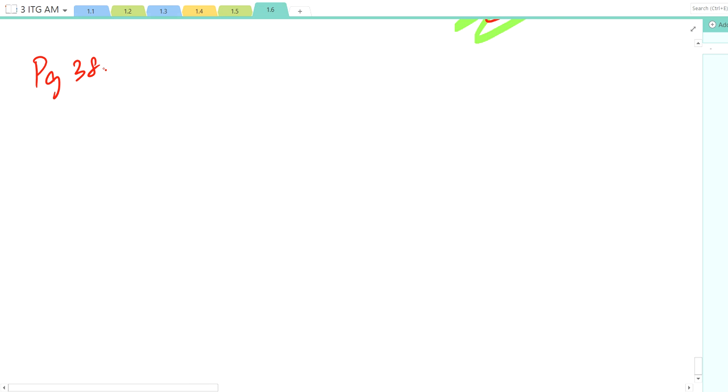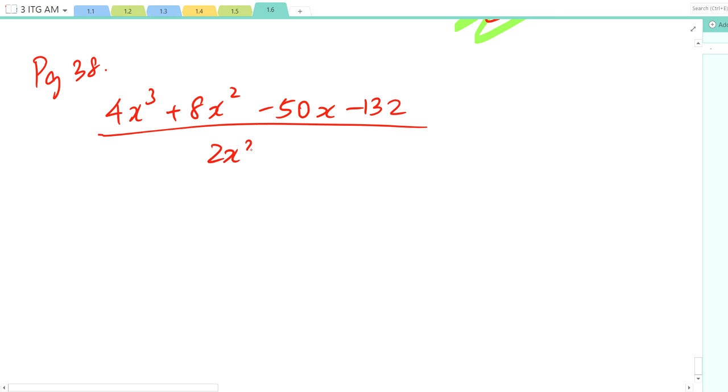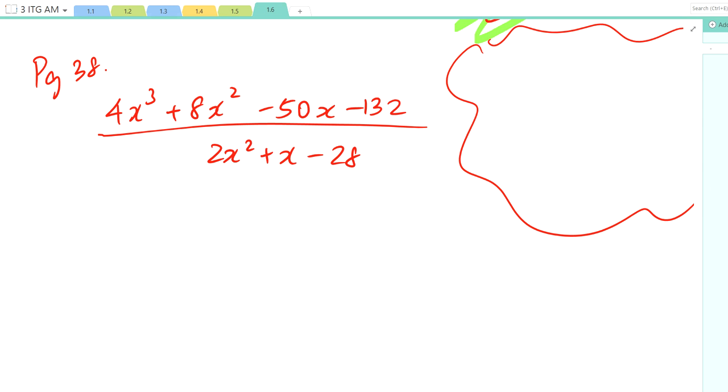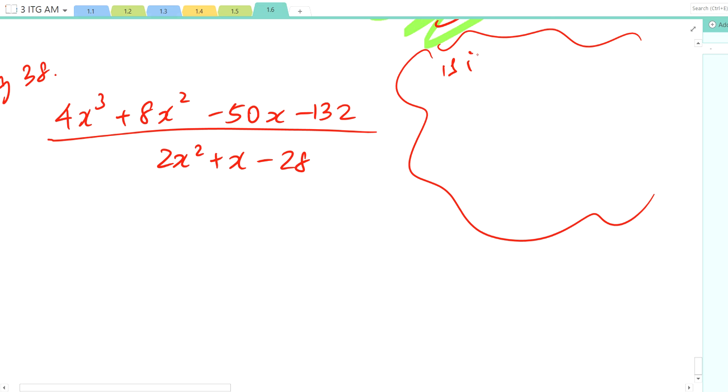Okay, we are given 4x cubed plus 8x squared minus 50x minus 132 over 2x squared plus x minus 28. Express this in partial fractions. Some things must be going through your mind. What should be going through your mind? Okay, is it proper? Okay, it is not. So I need to do long division.